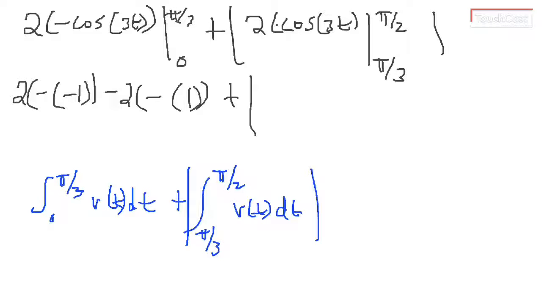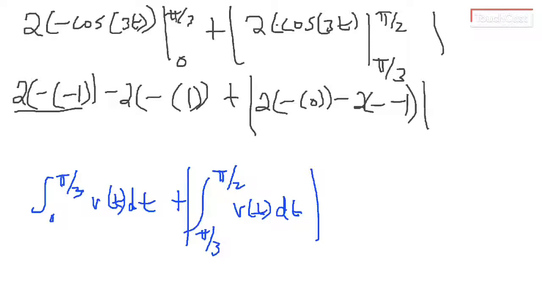Plus, this part, it's going to end up being a negative answer, so I'm going to have to put it in absolute value bars. 2 times the cosine of, I'm going to put pi over 2 in for t, that's 3 pi over 2. The cosine of 3 pi over 2 is 0, so 2 times the opposite of 0 minus 2 times the opposite of -1. I just did that one a second ago. Right, that's the same as this.